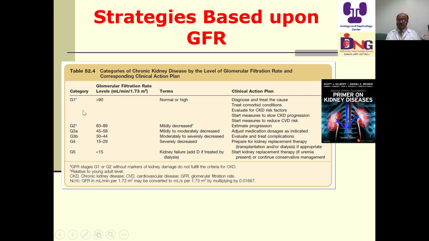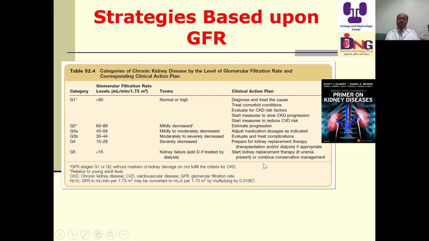According to the GFR stages, if we are in stage 1, diagnose and treat the cause, treat comorbid conditions, evaluate for CKD risk factors, and reduce CKD progression. The same here for stage 2, estimate progression. For stage 3A, adjust medication dosages, treat hypertension, and here you may start treating anemia in stage 3A. So we evaluate anemia by iron profiling, and if we satisfy iron need, we may add erythropoietin or something like that, erythropoiesis stimulating agents. In stage 5, we need kidney replacement therapy.